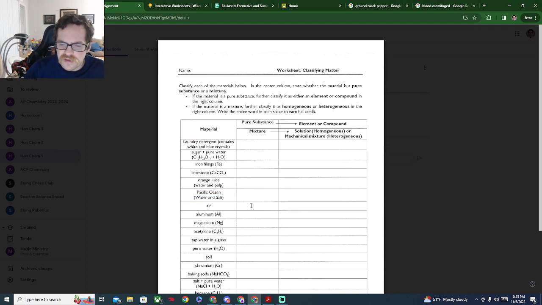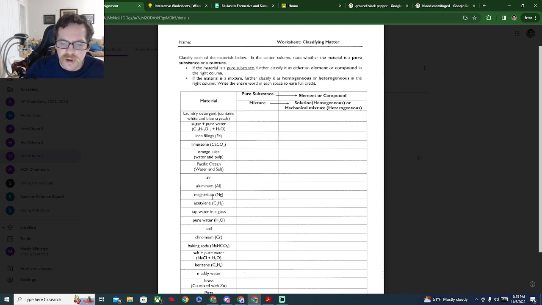Air. Just like I mentioned in the other one, air is a mixture, but it is a homogeneous one. Aluminum and magnesium are both elements on the periodic table, meaning they are pure substances and elements. Acetylene. That is a pure substance, but it is a compound. Tap water in a glass. I believe I mentioned this to you guys before, right? But tap water is a homogeneous mixture.